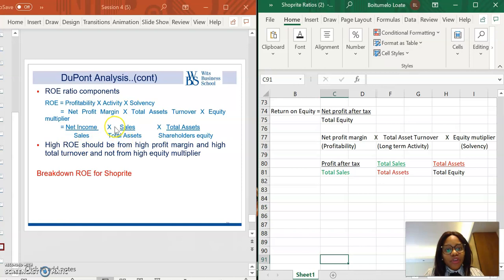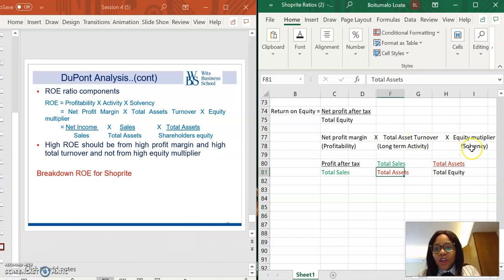If your sales and your sales cancel out together, so if you see here on the right, I've indicated them with colors, you're left with profit after tax divided by total assets. You're left with return on assets. Remember, return on assets was your profit after tax divided by total assets.